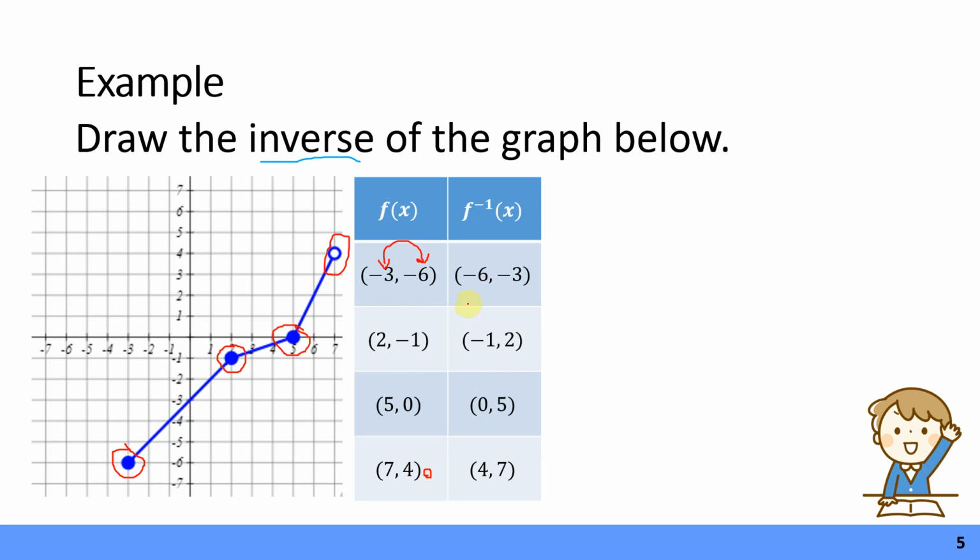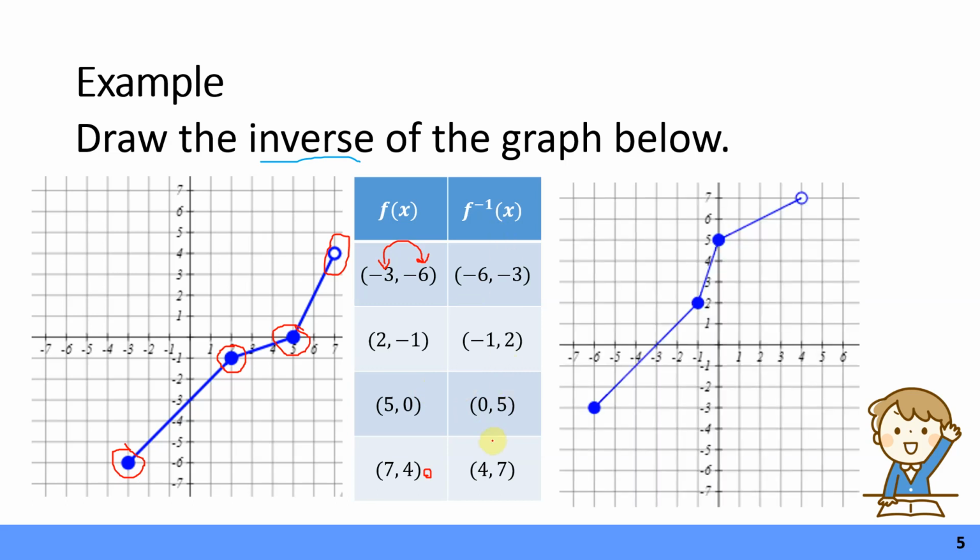Okay. Now, once we have these points, super easy. Now all I have to do is just plot those, connect them, and that is my inverse. So if you notice, now the new point, which is -6, -3, is right here. -1, 2 is right there. 0, 5 is right here. And then 4, 7 is right here. And then if you notice, remember the open circle is still an open circle. So this one is still an open circle. And all the other ones are still closed.